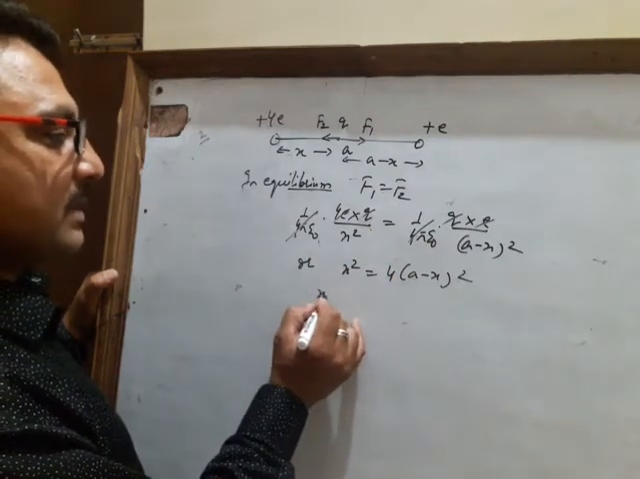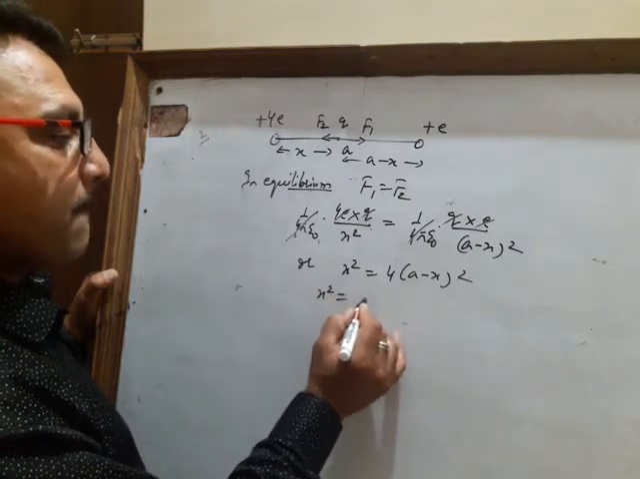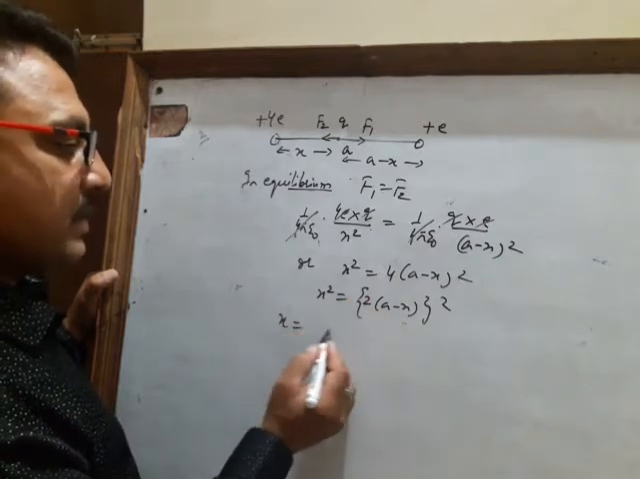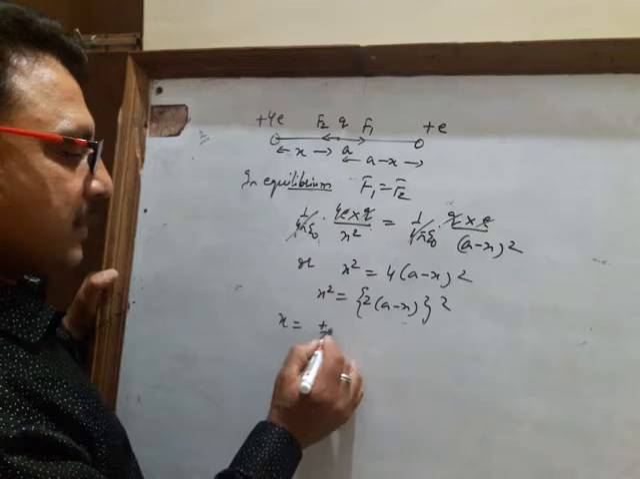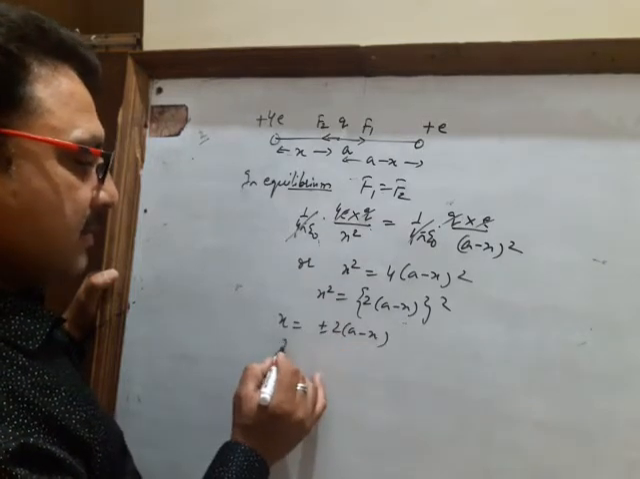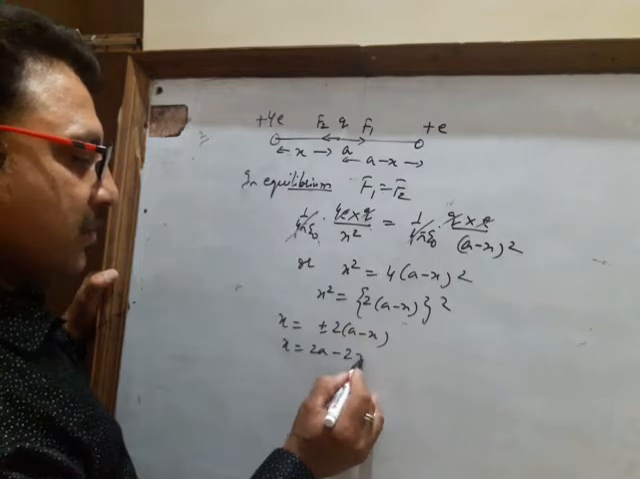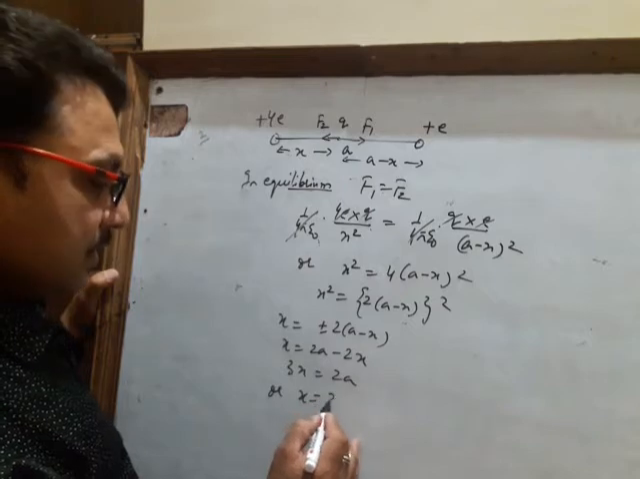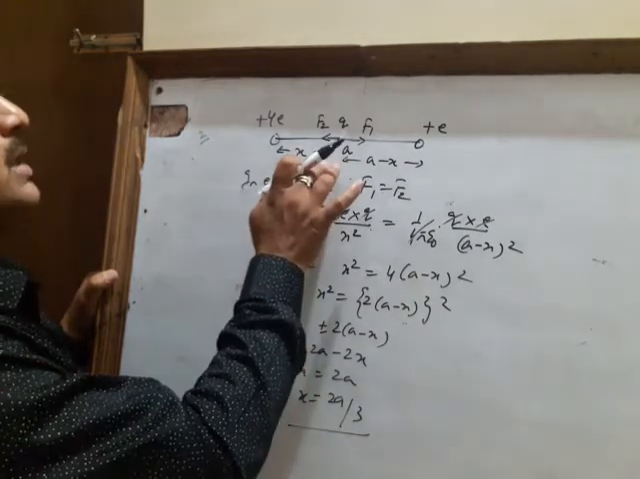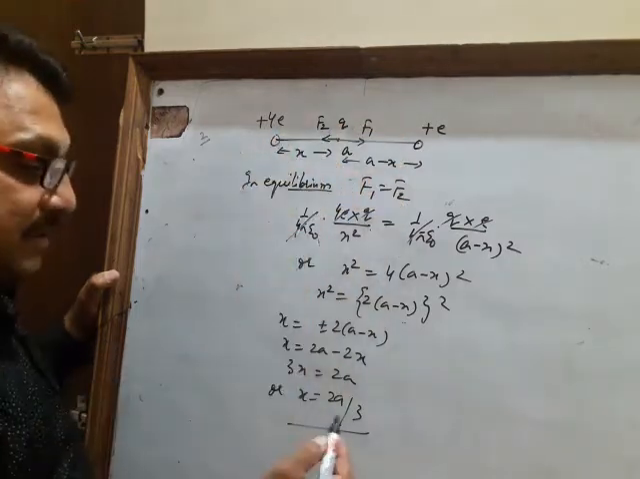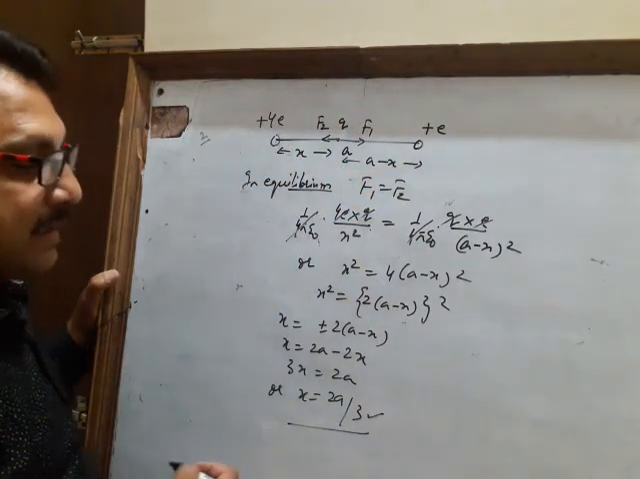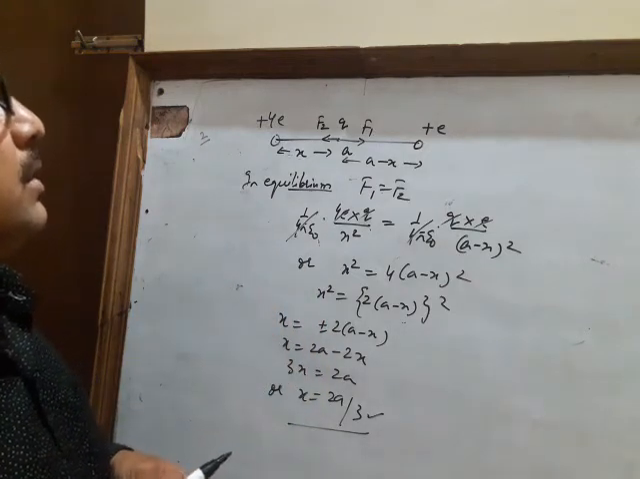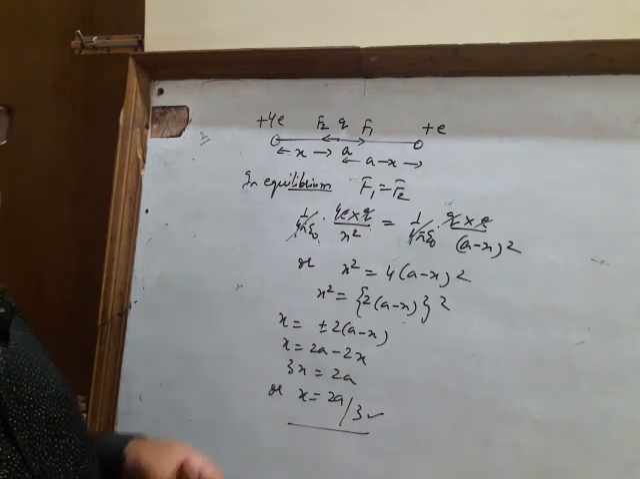Or you can say x equals 2 into (a minus x), so x equals plus minus 2(a minus x). If I say x equals 2a minus 2x, then 3x equals 2a, or x equals 2a upon 3. 2a upon 3 gives the position between the two charges. So this is the right answer, x equals 2a by 3. This is the way you have to solve these numericals.